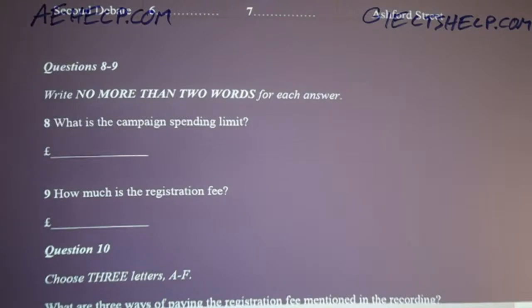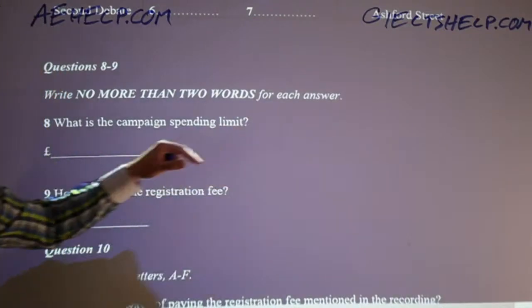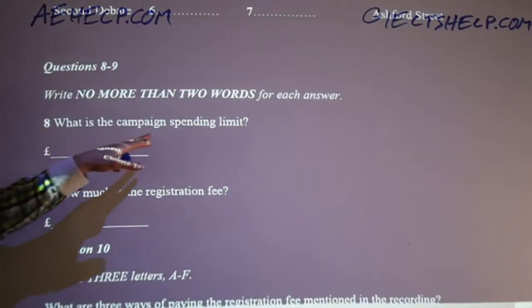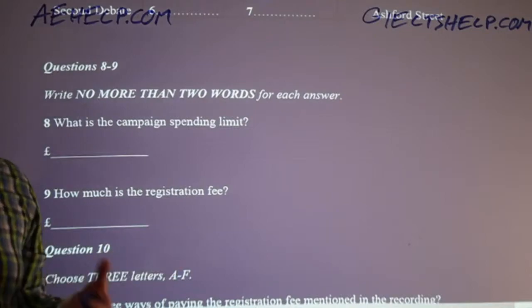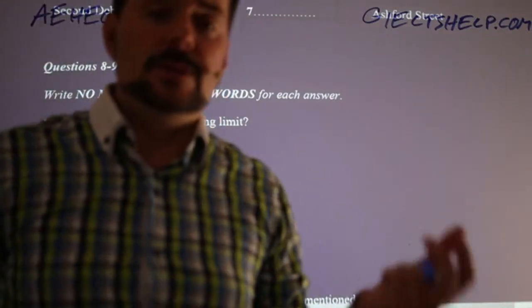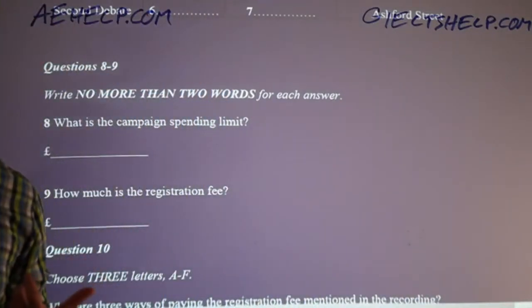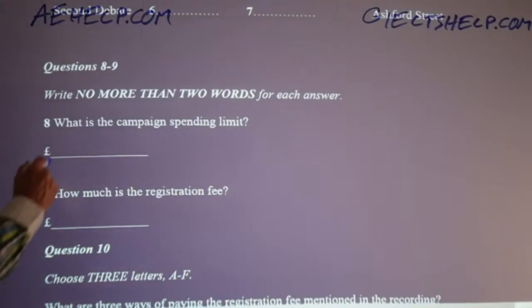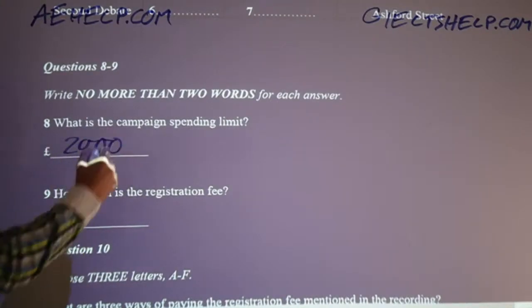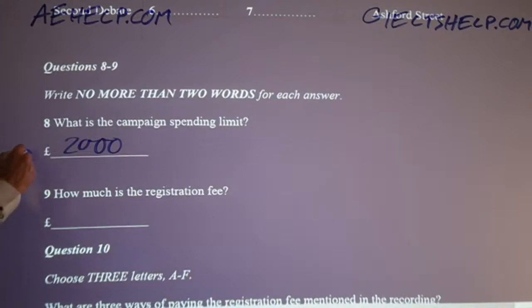Okay? All right, so questions 8 to 9, write no more than 2 words for each answer. What is the campaign spending limit? So there's a maximum amount that somebody can spend on their campaigns to make it fair for everyone. Buckrat says it's 2,000, and Buckrat is right. No need to write pounds because we have pounds right there. Okay.